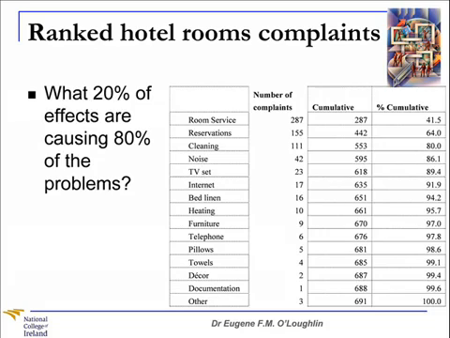And then in the rightmost column then we calculate the cumulative percentage for each of these. We can see here that room service accounts for 41.5% of all complaints. We add this to the reservation, that accounts for 64%, and we add in cleaning to room service and reservations. We can see that the first three items here account for exactly 80% of the total number of complaints.